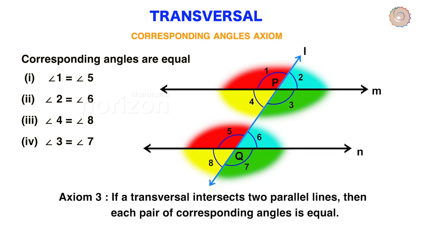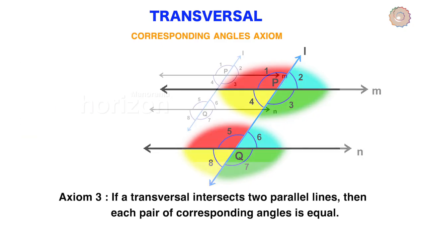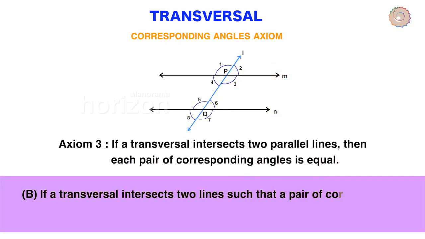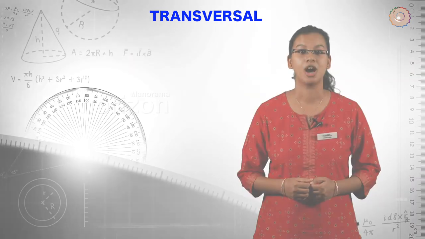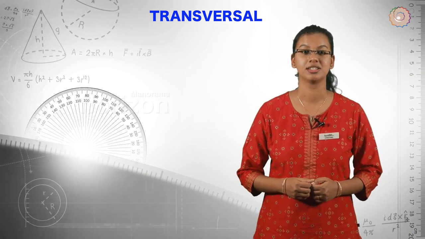Now let's state its converse and check out if that statement is also true. The converse statement is, if a transversal intersects two lines such that a pair of corresponding angles is equal, then the two lines are parallel. Now let's try to prove this statement.